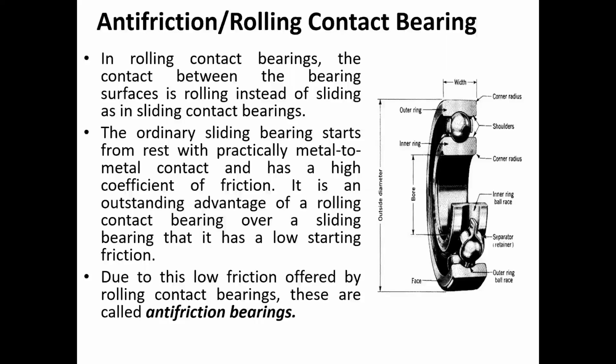There is a sliding motion between the two surfaces. But if you see here in this bearing, the shaft is fixed with the inner race in most of the cases, and this inner race rotates along with the shaft. When this shaft rotates, what is happening?